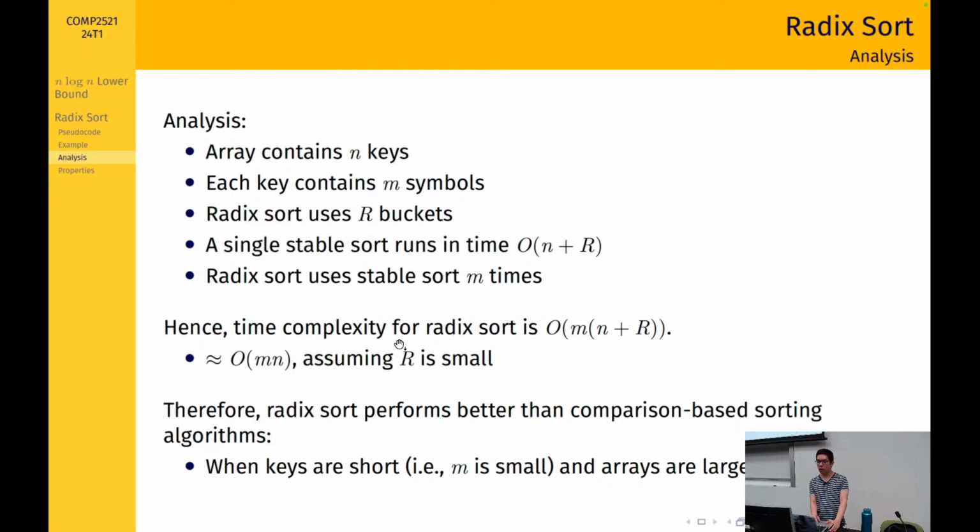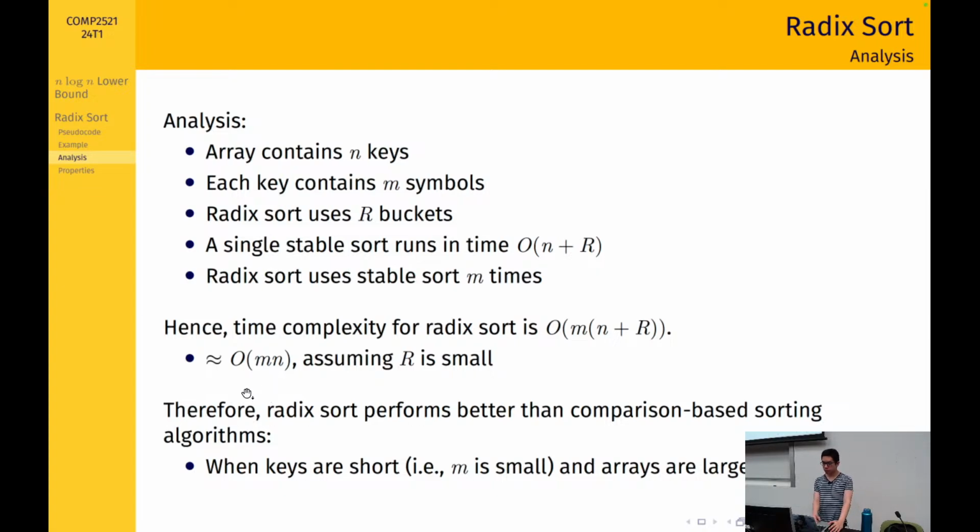So if r is small, then the time complexity is O of m times n. Now, radix sort. If you think about comparison-based sorting algorithms, the best we can achieve with that is big O of n log n. With radix sort, we have O of n times m. So instead of log n, we have m.